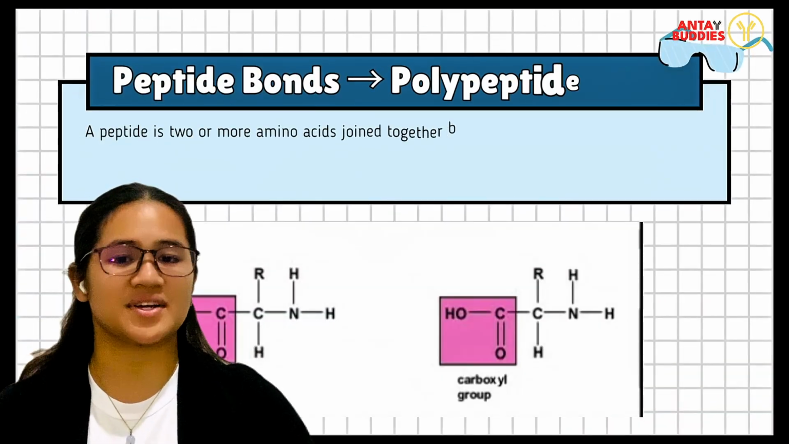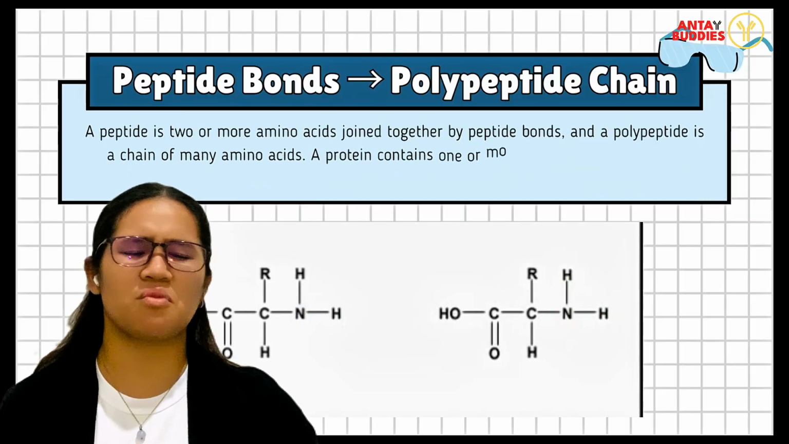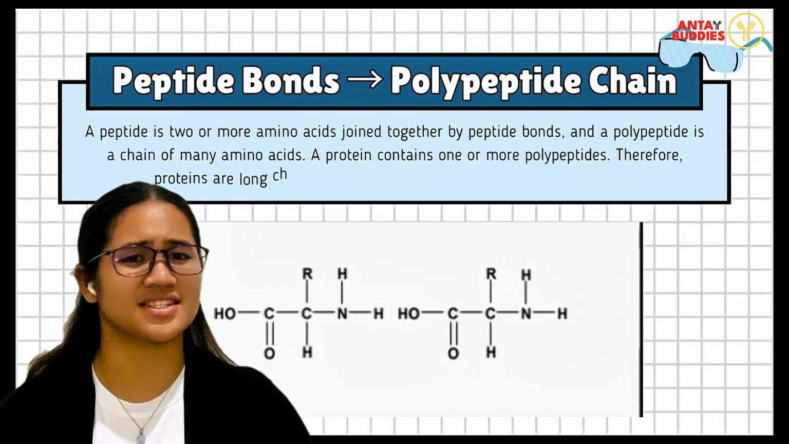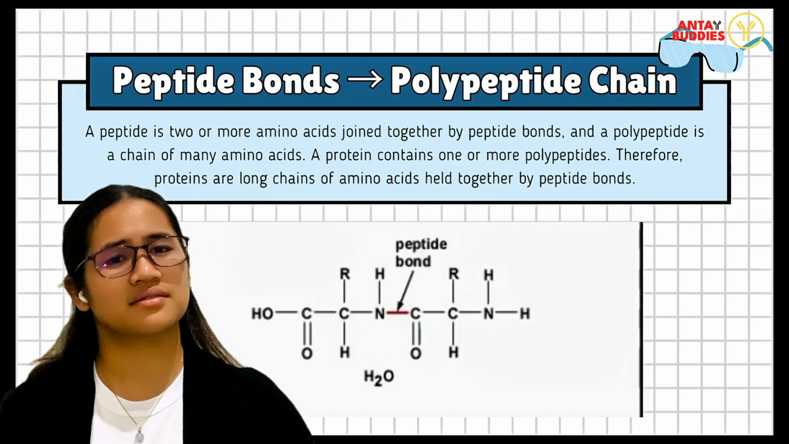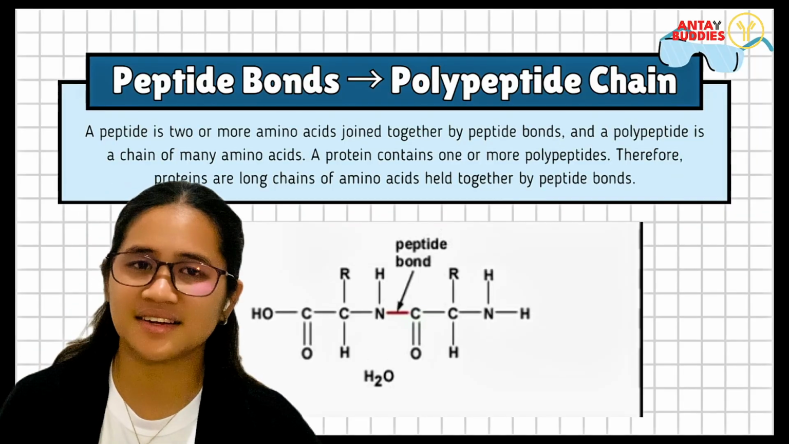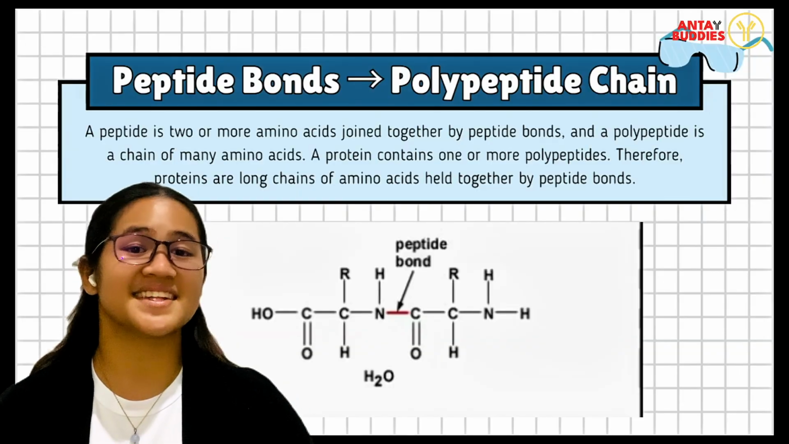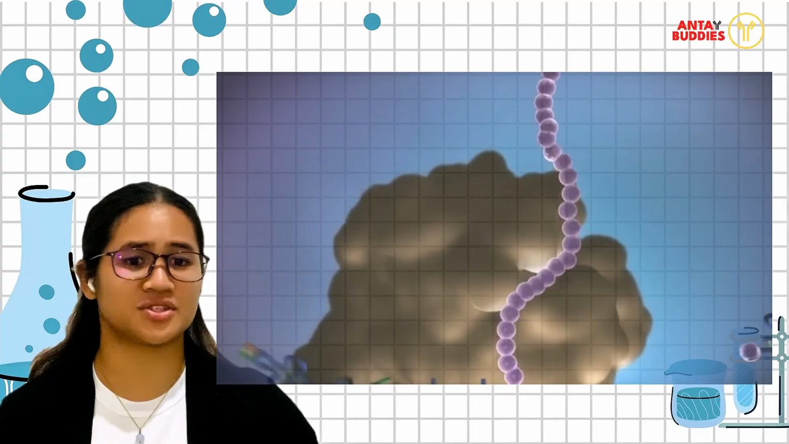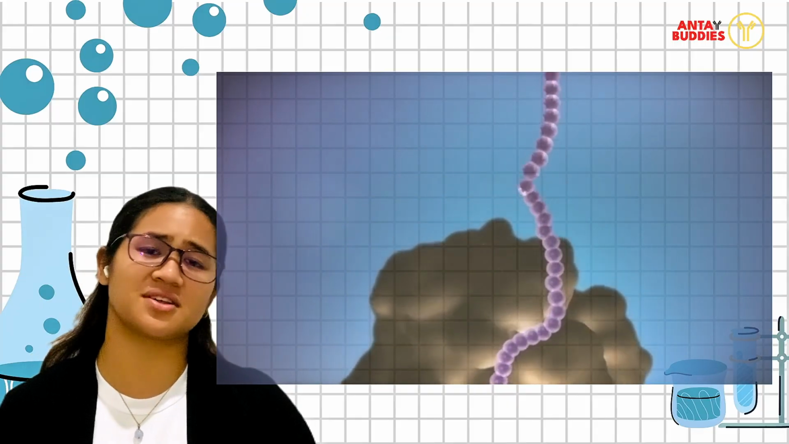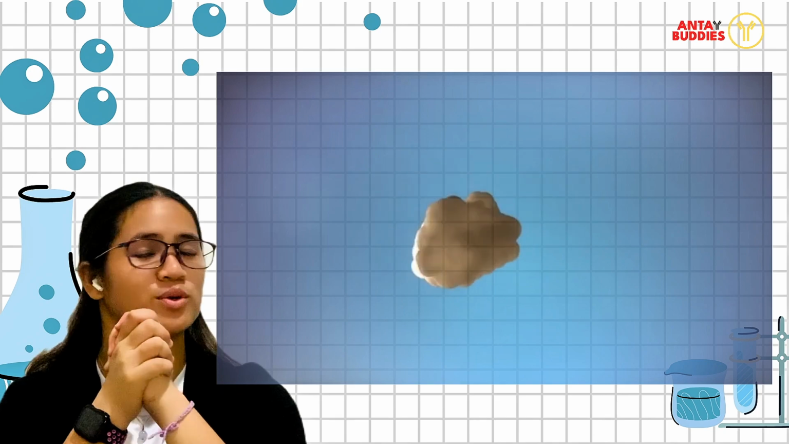Lastly, step 3. What do you think happens when more and more amino acids join together? What did you say? A protein? You're on fire! They first form a polypeptide chain. The ribosome links amino acids together using peptide bonds and boom, a protein is born.